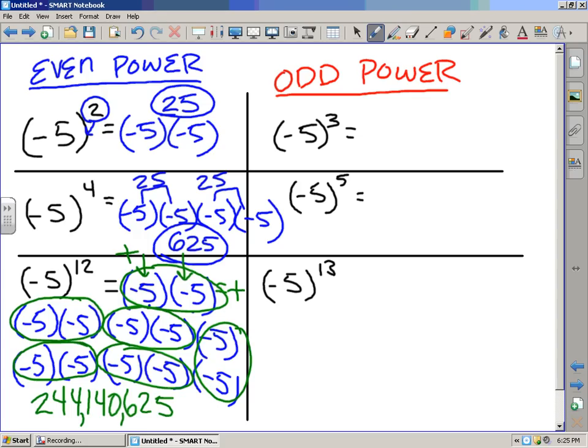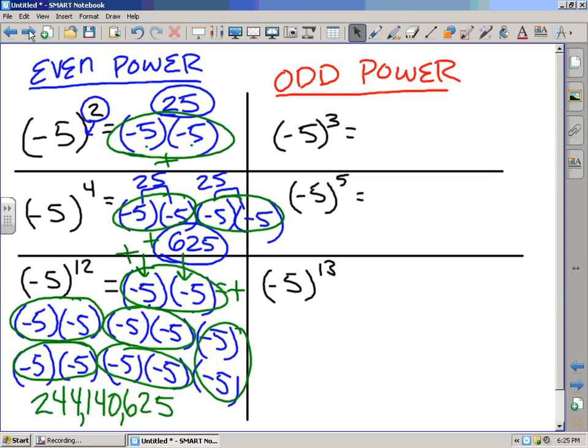Up here it's the same thing. A negative times a negative is a positive. A negative times a negative is a positive. So the final result is going to be positive. Up here we have a pair. A negative times a negative gives us a positive 25.